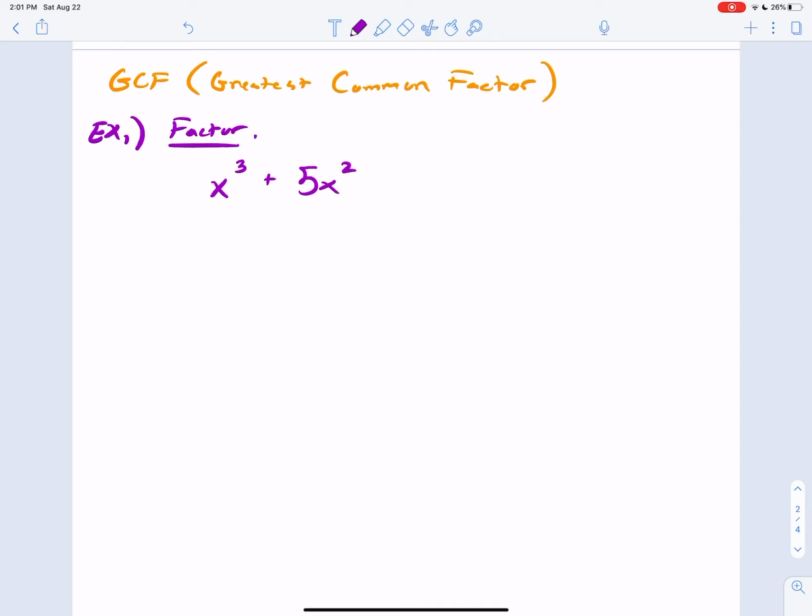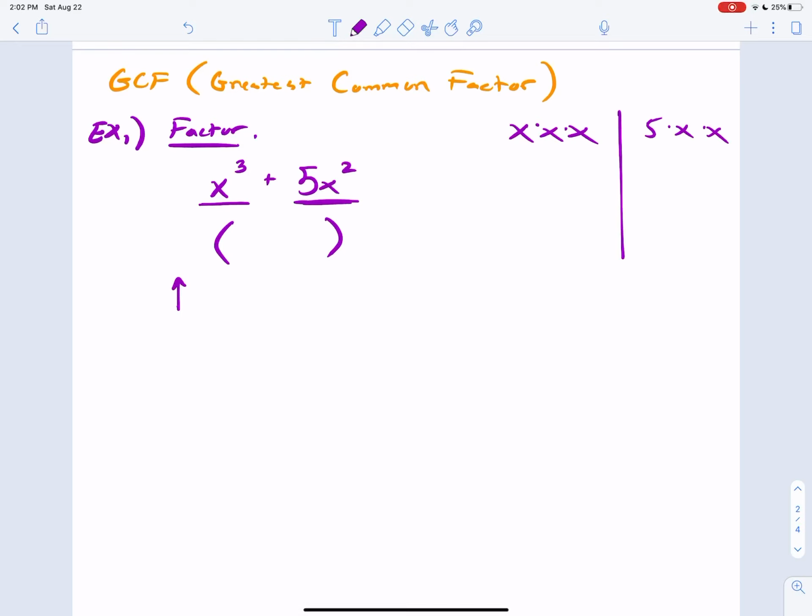All right, so what you do is you want to factor. You want to take something out. So what you do is you set up a parentheses, all right? And out here is what you're going to factor out. Over here, I have x cubed, meaning I have x times x times x. Those are all factors because they're multiplying, okay? You have a 5 and 2 x's because 5x squared, right?